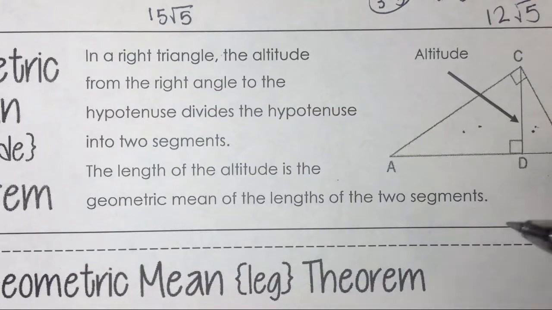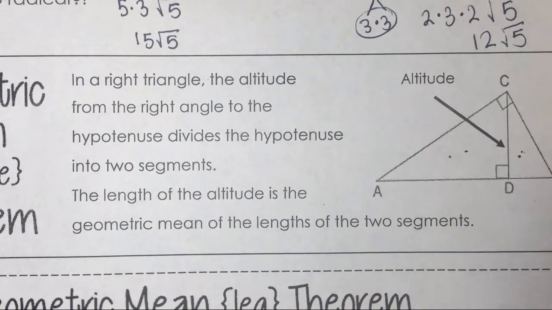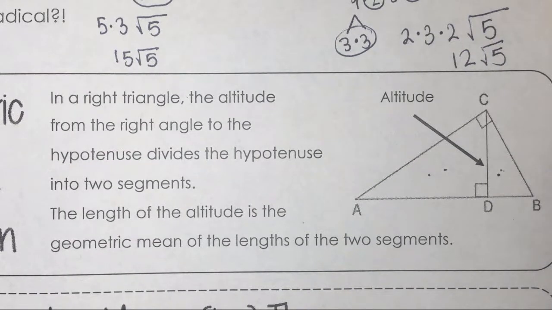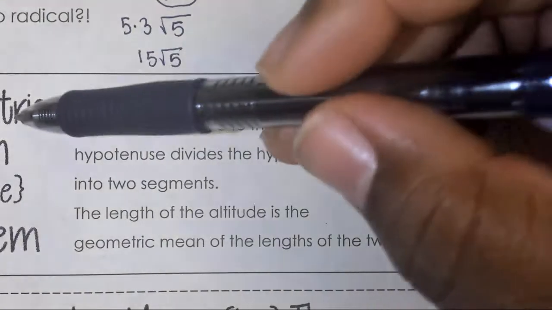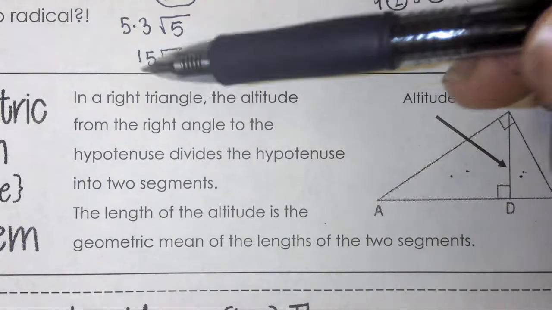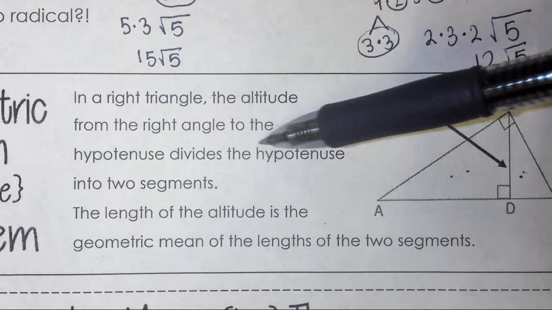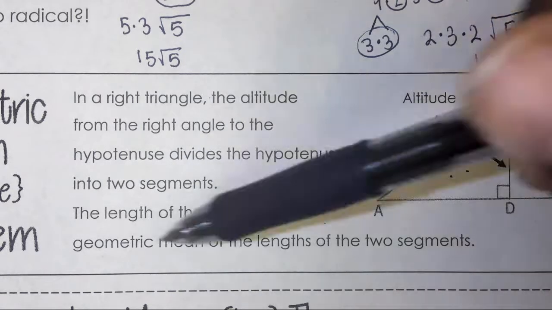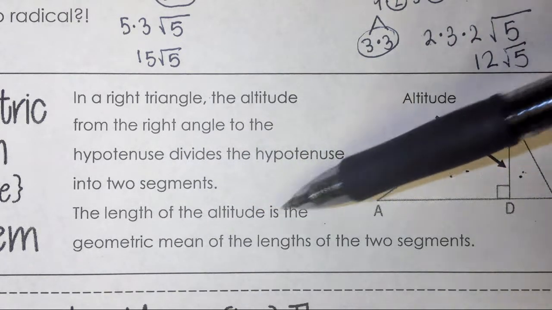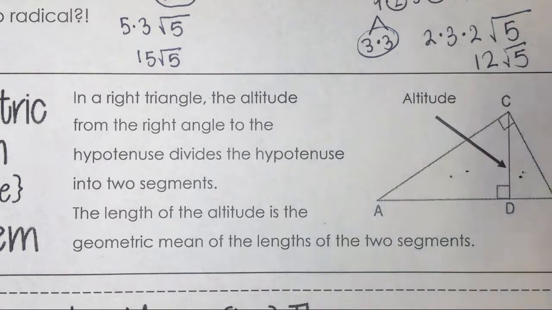I'm going to read these 2 theorems just because we got them on paper. But they ain't going to make sense to you until I really start applying the thing. You see where the numbers are coming from. But first one, geometric mean altitude theorem. In a right triangle, the altitude from the right angle to the hypotenuse divides the hypotenuse into 2 segments. The length of the altitude is the geometric mean of the length of the 2 segments.